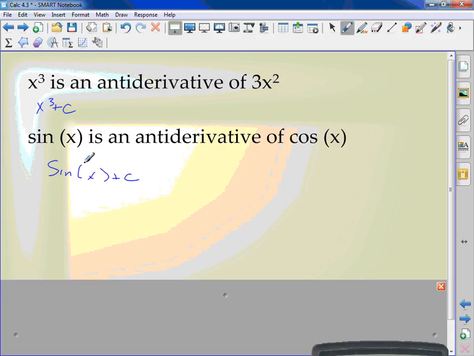Work backwards. The derivative of what gives me cosine? Sine. You're working backwards in derivatives. That's what you're doing. If it was negative sine, the antiderivative would be cosine.